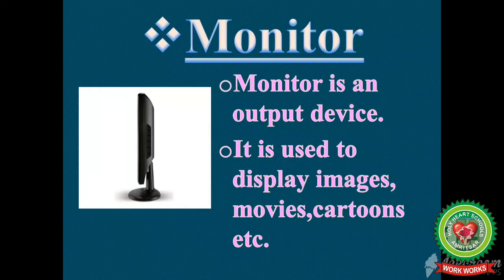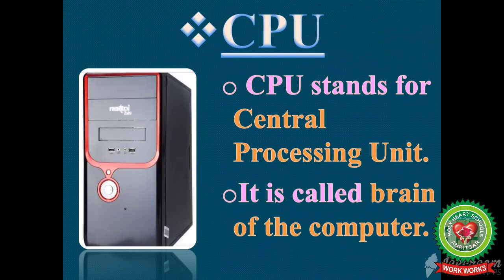Next part of the computer we have CPU. CPU stands for Central Processing Unit. It is called brain of the computer. Moreover, all the other parts of the computer are connected to CPU by wires. CPU is always kept inside a box which is called CPU box.